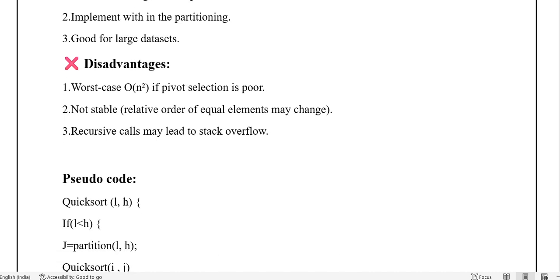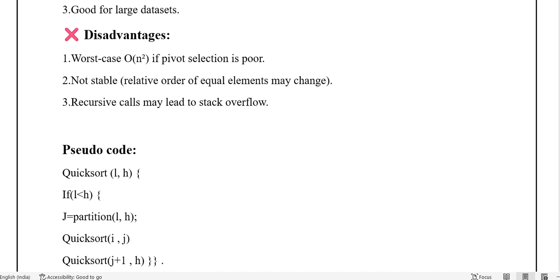Now the disadvantages. The disadvantage of quicksort is the worst case: if the pivot selection is very poor, it gives a complexity of O(n^2). That is the worst case of quicksort. It is also not stable, and recursive calls may lead to stack overflow, because elements are put on the stack step by step. At that time, the recursive calls are very bad.